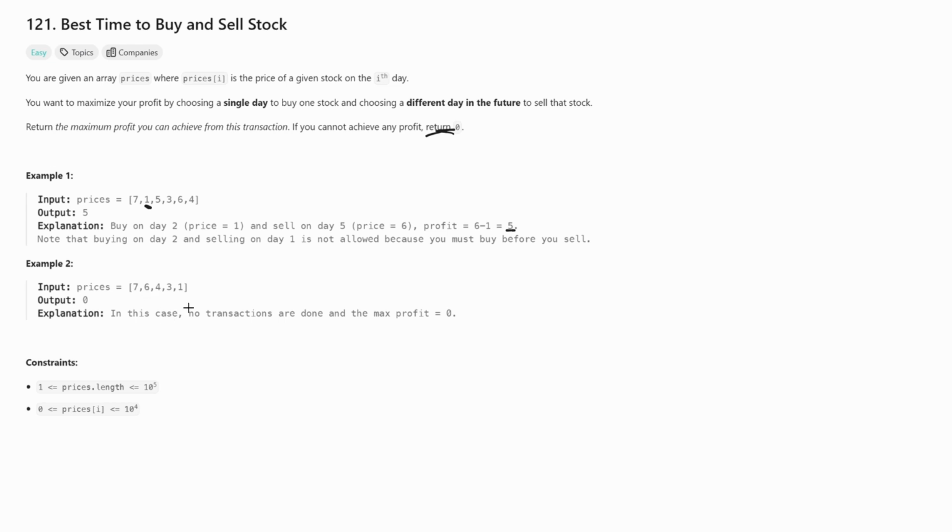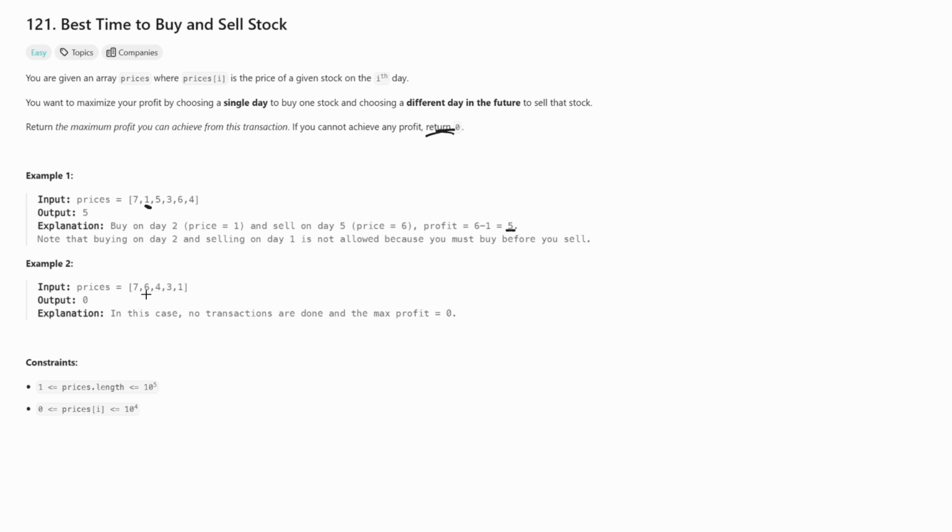For this second example here, we have a prices array that is always decreasing. If you notice, in this case, the price of the stock always gets lower. So we start at 7, it goes down to 6, then it goes down to 4, then 3, then 1. So if you think of it, we can actually never achieve a profit of a positive value because it's always decreasing.